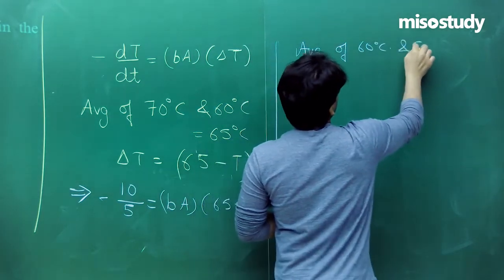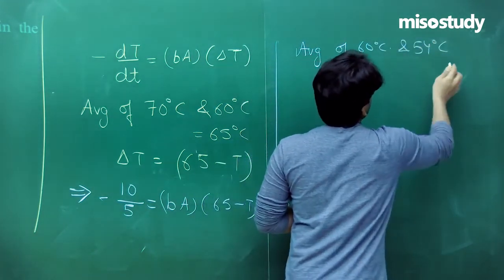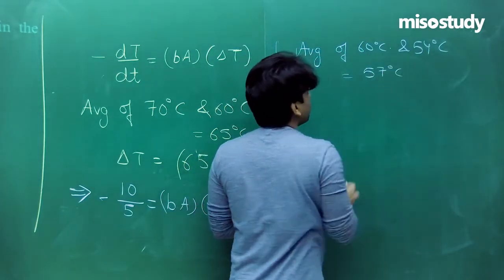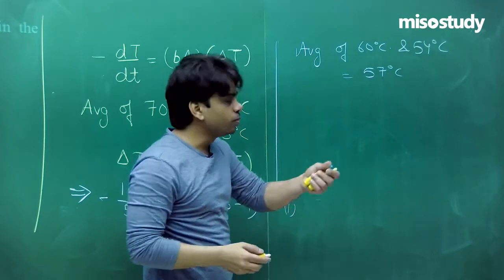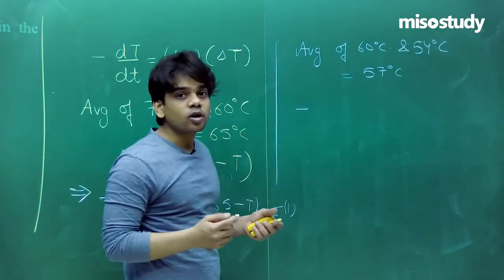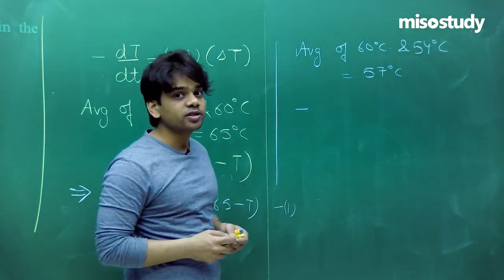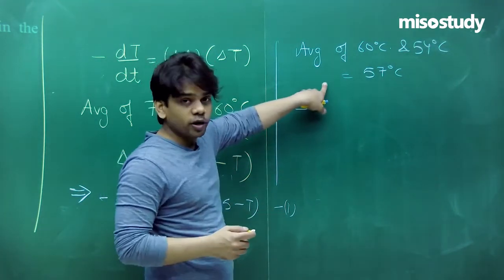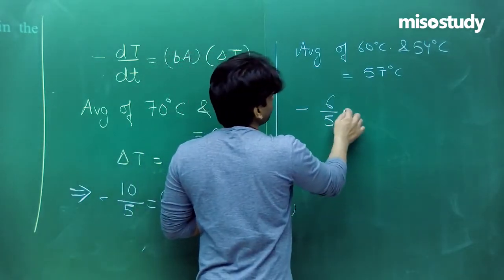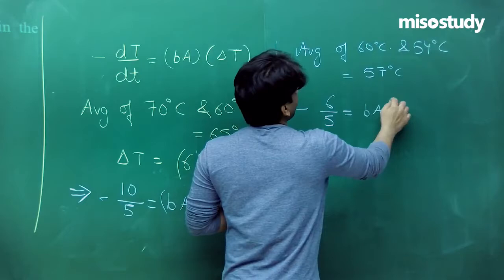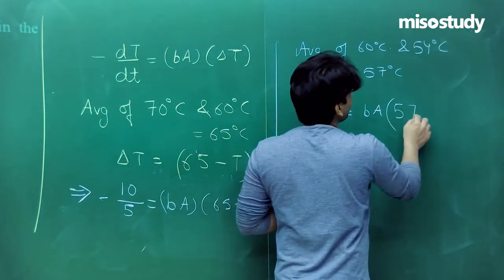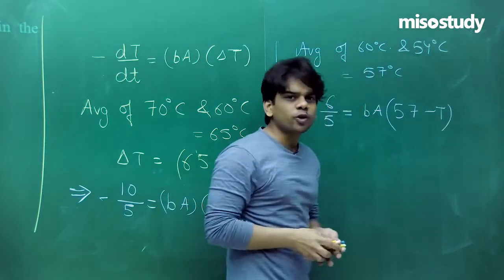The average of 60 degrees Celsius and 54 degrees Celsius is equal to 57 degrees Celsius. Now the body cools from 57 to room temperature. So what will the change in temperature be? That is what we need to evaluate. From 60 to 54, that is 6. So minus 6 by 5 is equal to BA into the temperature difference between the object and surroundings, 57 minus T. That is what we need to apply.